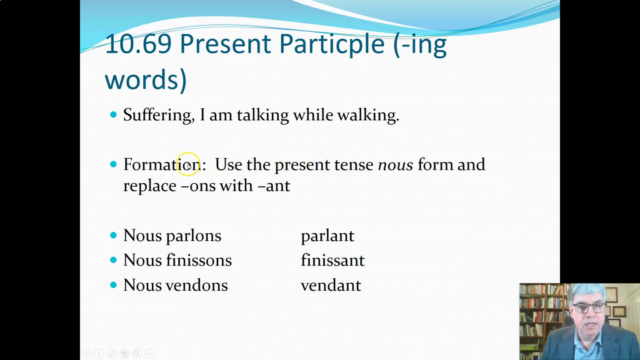And the formation in French is that we use the present tense nous form, first person plural, and replace the ons with ant. And that's just a pretty regular general rule that we'll use. Nous parlons, the present participle for speaking would be parlant. Nous finissons, we're finishing. Finissant would be finishing. Nous vendons, we sell. Vendant would be selling. So ant, basically translate that as an ing, and you'll get the idea of what's going on.